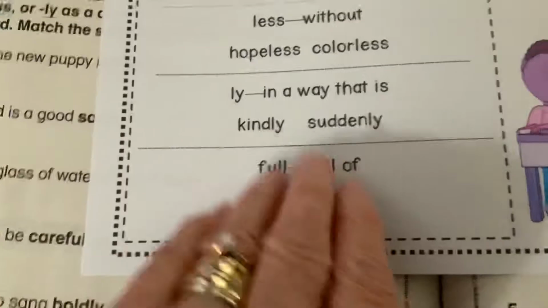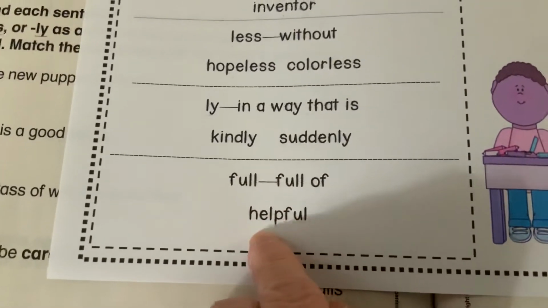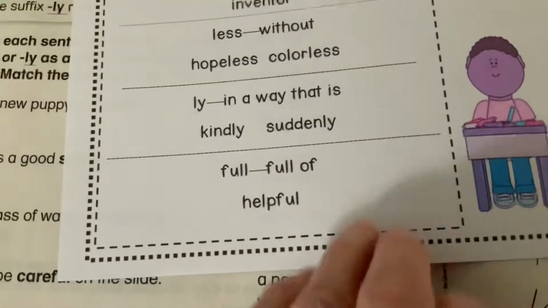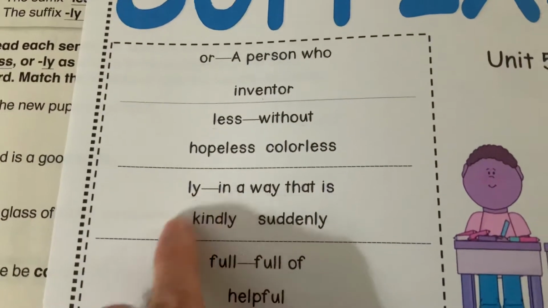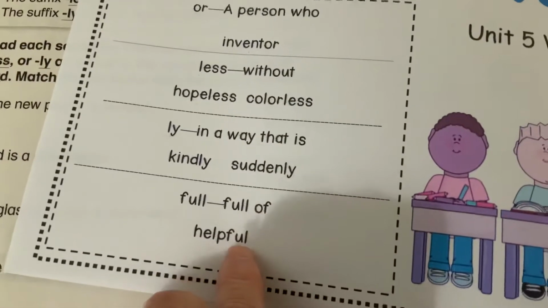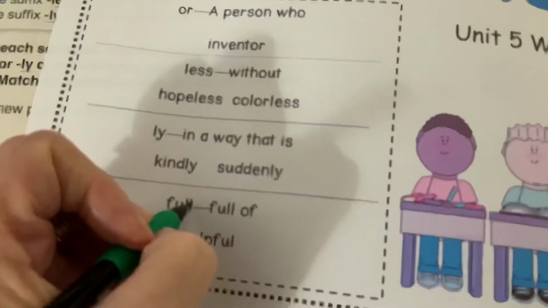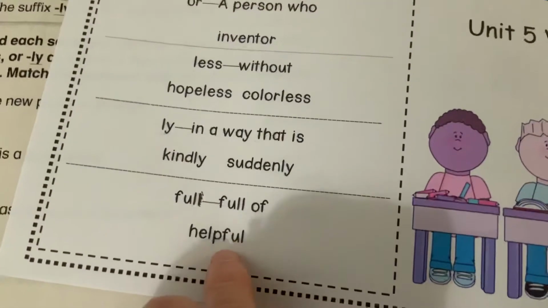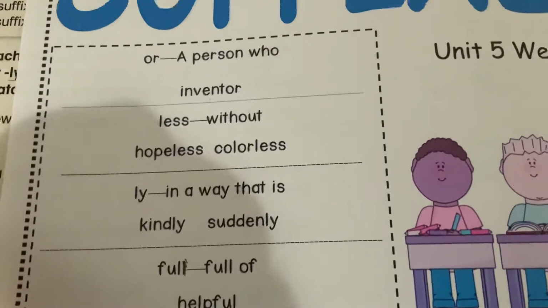Also, another ending would be FULL. You add full to the end of a word, and it means full of. Helpful, full of help. Hopeful, full of hope. Okay, so you can add one of these 4 endings: OR, LESS, LY, or FULL. But when you add full, did you notice down here, you don't put two L's. In fact, I should have not put 2 L's here. I should have put 1, because when you add it to the end of the word, you just put 1 L. And you add it to a word that already exists.